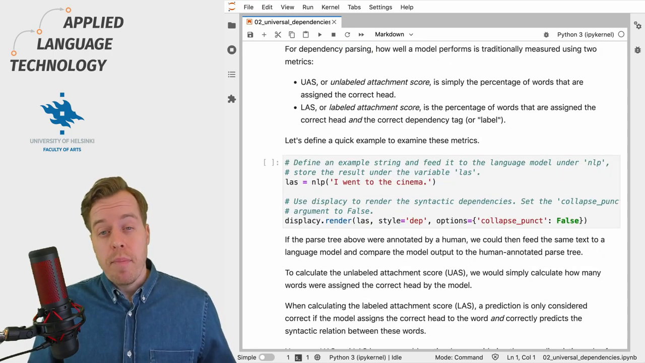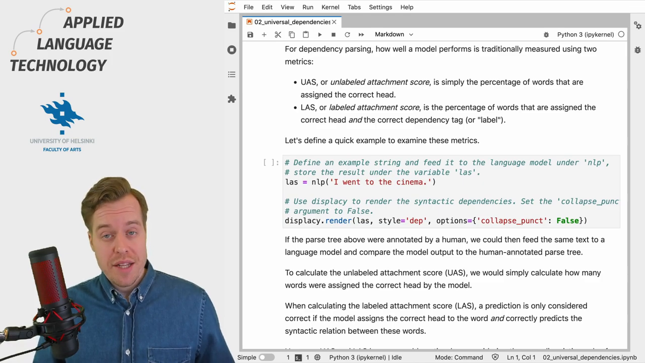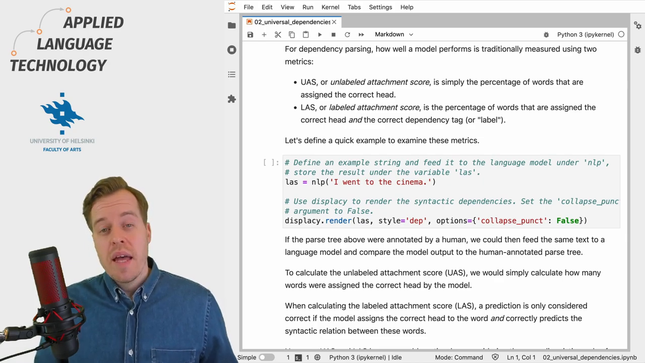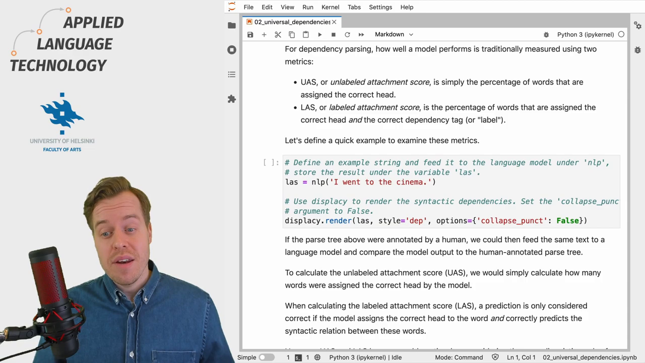truth. For dependency parsing, model performance is usually measured using two metrics. The first one is the unlabeled attachment score, which is simply the percentage of words that have been assigned the correct head. The second metric is the so-called labeled attachment score, which is the percentage of words that have been assigned the correct head and the correct dependency relation.